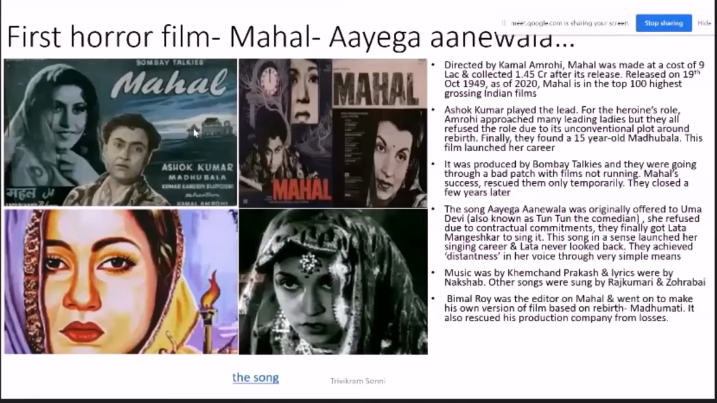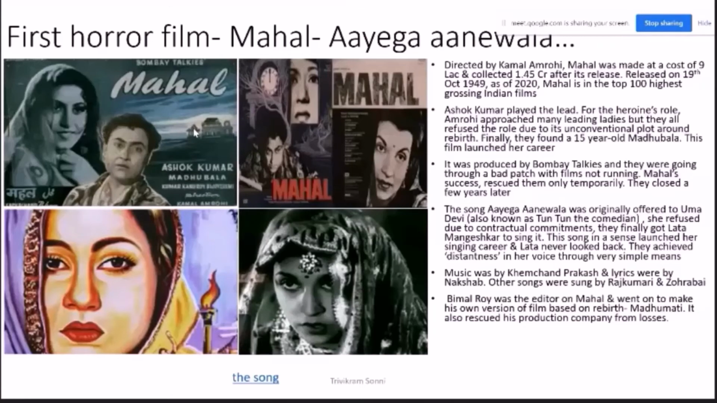So Bombay Talkies, which was the producer, Ashok Kumar was a partner in Bombay Talkies actually, found a very young 15-year-old Madhubala, and this film launched a career. By the time they were making Mahal, Bombay Talkies had run into a bad patch because some of their early productions had not done well. So this rescued them, but only for a brief while. They shut shop a few years after Mahal got released.